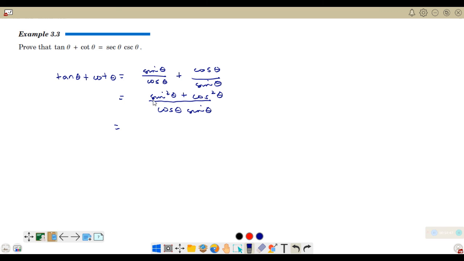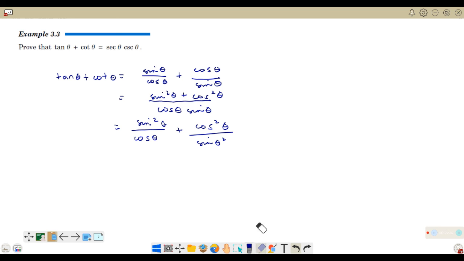Now, let's try to separate them into two different terms. So, we have sine squared theta over cosine theta plus cosine squared theta over sine theta.